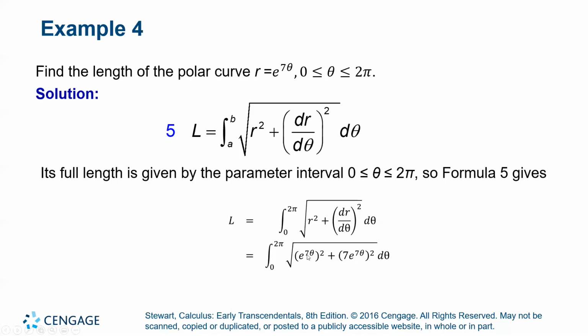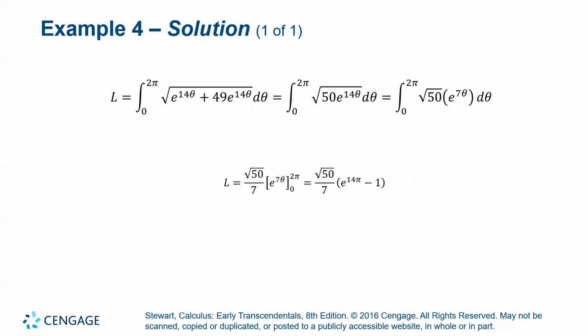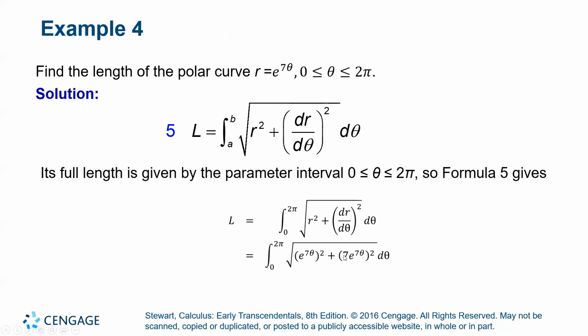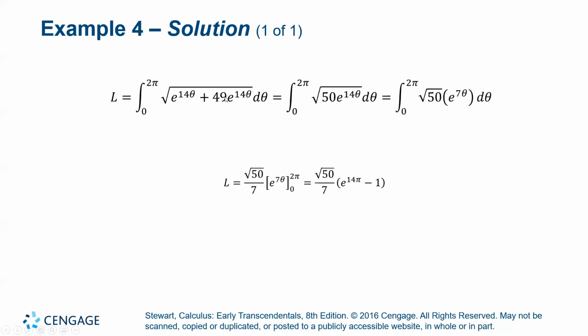So when you square e to the 7th theta, that's e to the 7th theta times e to the 7th theta, that becomes e to the 14th theta. So for the second term, the same thing happens, except we also have a 7 squared. So we end up with 49e to the 14th theta. Well, these have the same terms, e to the 14th theta, so we can add them. So we have 1e to the 14th theta plus 49e to the 14th theta. Those add together to make 50e to the 14th theta.